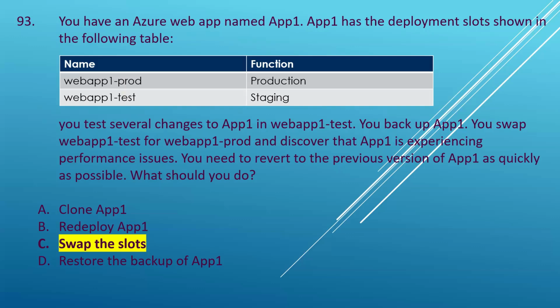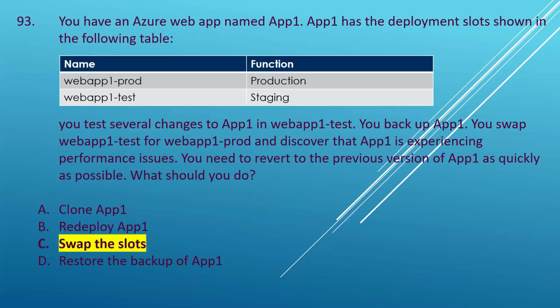In the swap blade that appears, you need to select web app 1-prod as the source slot and web app 1-test as the target slot. Make sure to select the swap with preview option. This allows you to review the changes before the actual swap occurs. It will show you the changes that will be made during the swap.